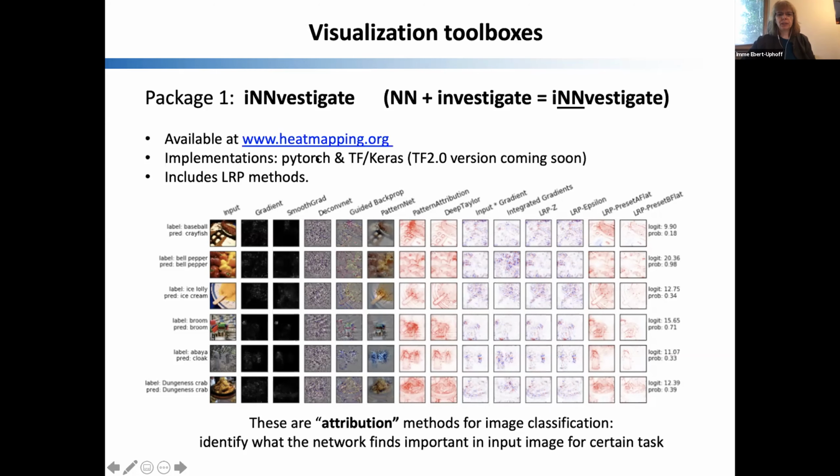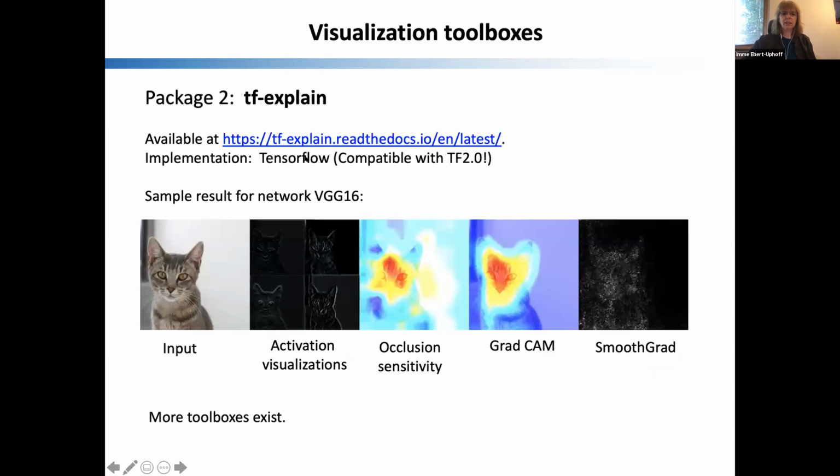There's a PyTorch implementation, and there's the TF Keras implementation, so the TensorFlow implementation. It does not support 2.0 yet, but there's a new version coming soon. The iNNvestigate package includes LRP methods because it was written by the people who developed LRP. So you see some LRP methods on the left, and a bunch of other methods over here. Another package that I like very much is TF Explain. It doesn't have LRP, but it has lots of other things. It has GradCAM, occlusion sensitivity, and SmoothGrad. So there are lots of other toolboxes out there.